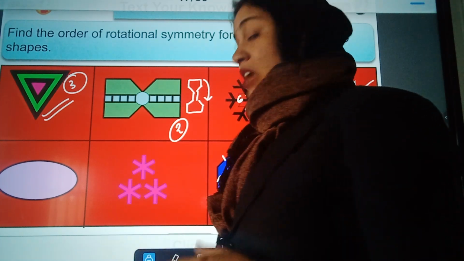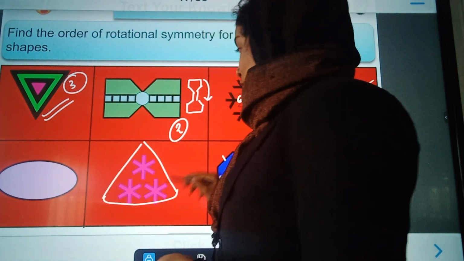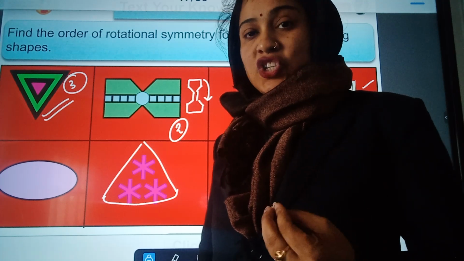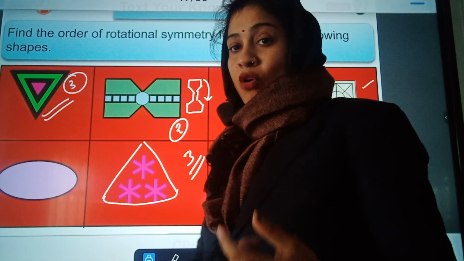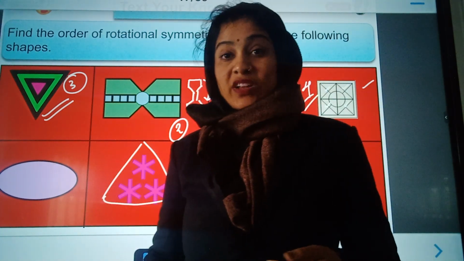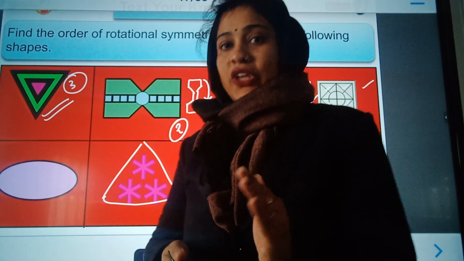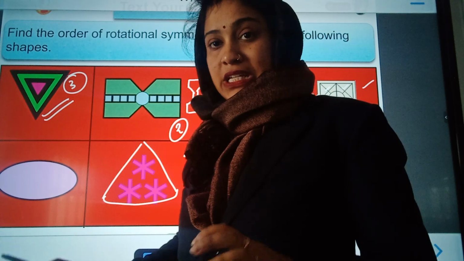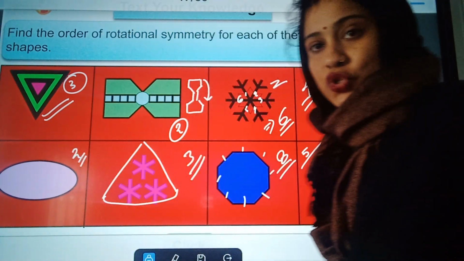Look here, some star shapes are given. If I close it, we get something like a triangle. Since they are the same in shape, the order of rotation is 3. For this oval shape, if I turn it by 90 degrees, it will be vertically oval, so that is not the same figure. So it is either by 180 degrees or by 360 degrees. So here the order of rotation will be 2.